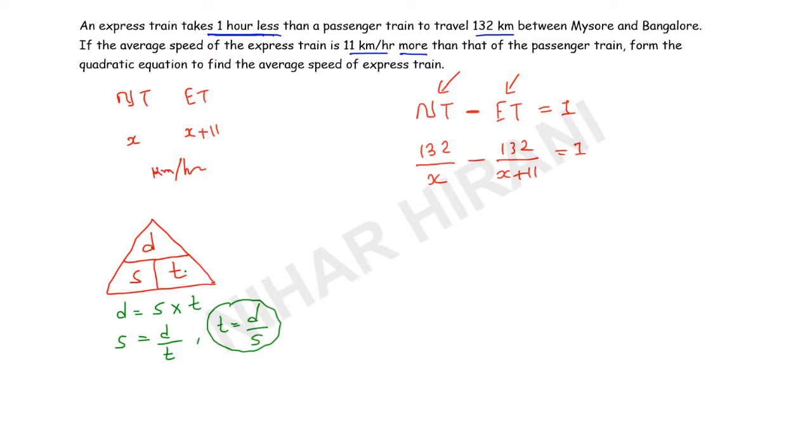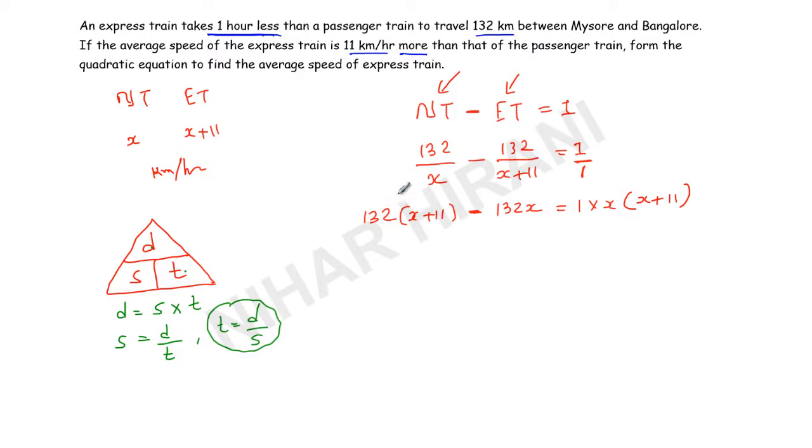So 132 will be multiplied by x plus 11 minus 132 will be multiplied by x is equals to, here we have 1 in the denominator. So we will multiply by x also and x plus 11 also. So 1 times x plus 11. Now I will not write the denominator because all the denominators are equal. So you can say I have simplified the equation. No need to write the denominator now.